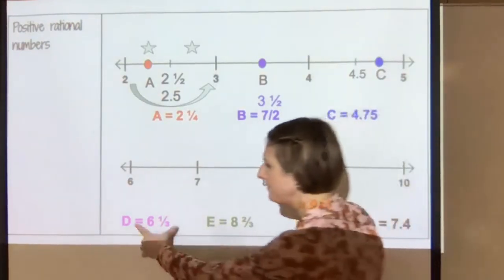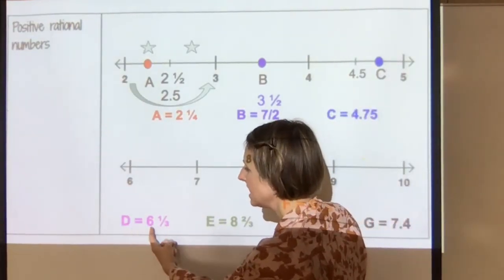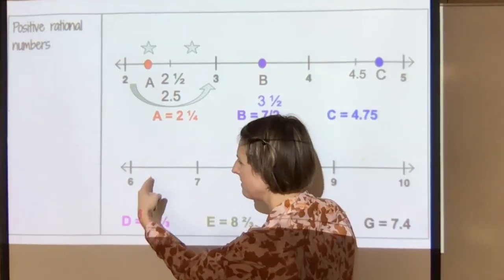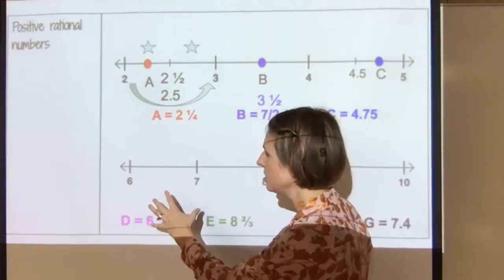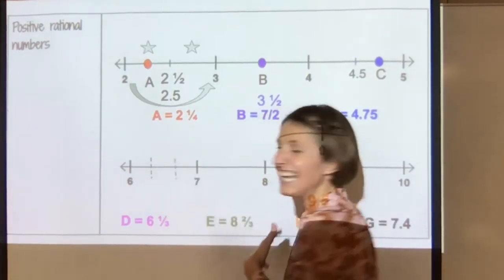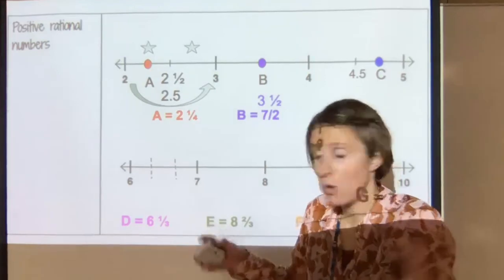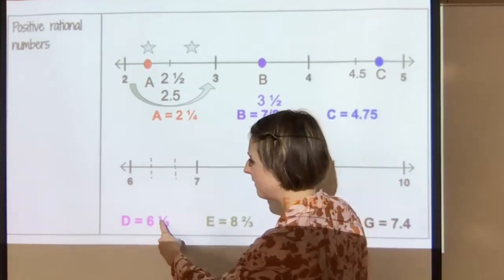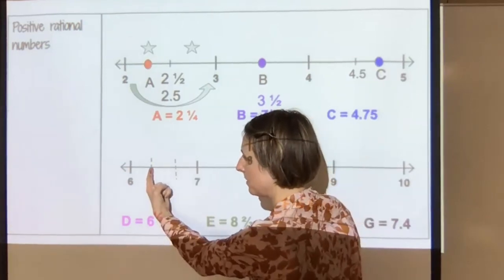Okay, so I first need to find, for letter D, 6 1/3. Well, here is 6, and if I cut this in my mind, I'm going to put it up here, and you can do it with dotted lines too if you want. If I cut this, thirds tells me I need 3 equal pieces within the whole. 1, 2, 3, right? Now, I have one of them, so I would go to my first one here.